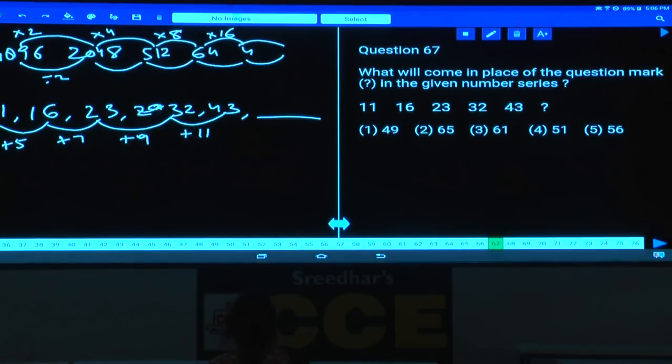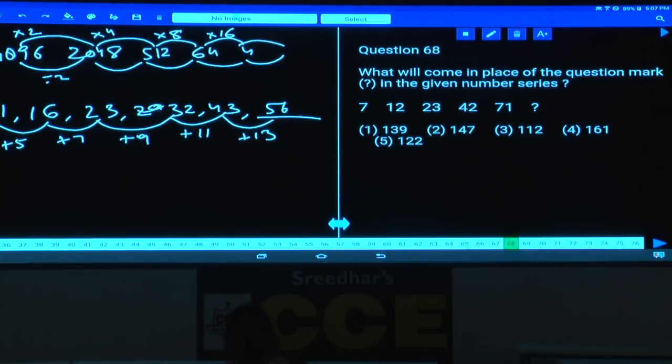Now check out these numbers: 5, 7, 9, 11 are what? Odd numbers. Odd numbers starting with 5 are added in ascending order. Now 11 plus 13, the next odd number after 11 is 13. Hence 43 plus 13 is 56. Choice 5. Question number 67.